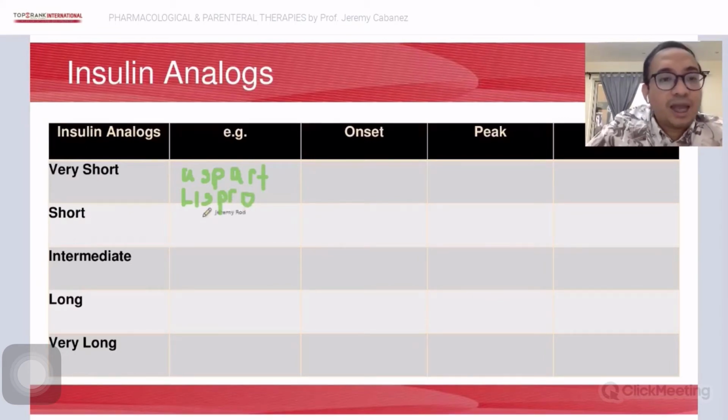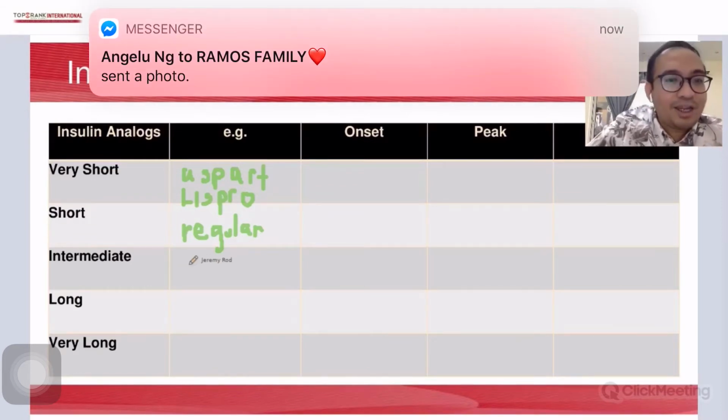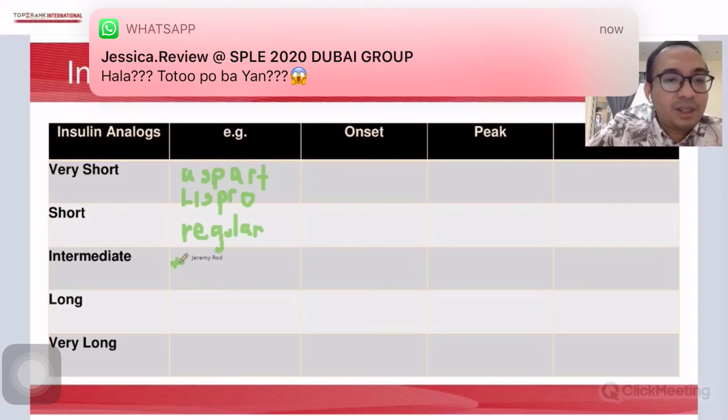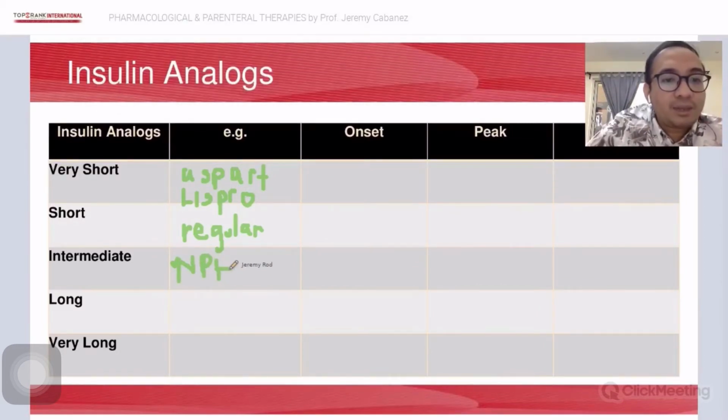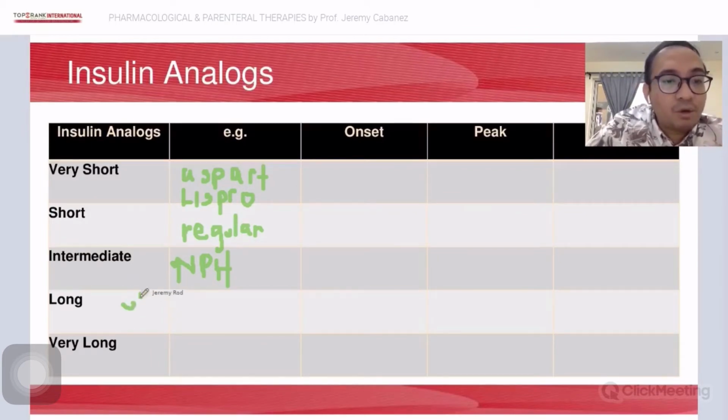Okay, next. Short-acting. Anong example ng short-acting? Example is regular. Okay, tanong. Is regular clear or cloudy? Regular. Anong naalala nga? Regular is, okay, a clear solution. Okay, next. Intermediate. Intermediate is also known as NPH. Okay, natural protamine hagedorn. Is NPH clear or cloudy? This is cloudy. Okay, next. Long-acting. The example should also be long, right? So the example is ultra lengthy.